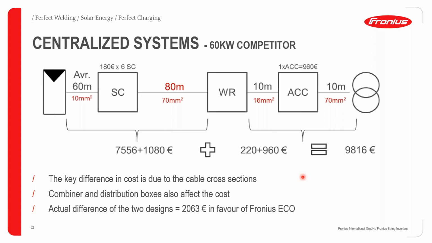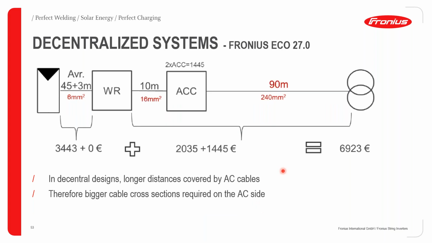is concerned. And therefore, if you compute the difference between the 2 designs, one that is using a Fronius Echo and another one that is using a 60 kilowatt competitor, we see that we are in favor of a Fronius Echo by a factor of about 2,063 euros in favor of the Fronius Echo.